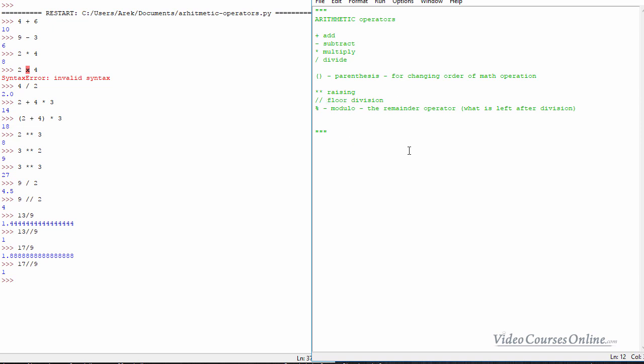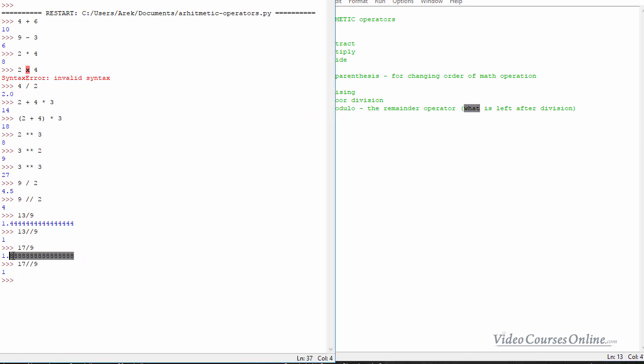So you look down. Okay, you have also got something called the modulo operator. It's called the remainder operator. It shows you what is left after division. So it takes this part into consideration.